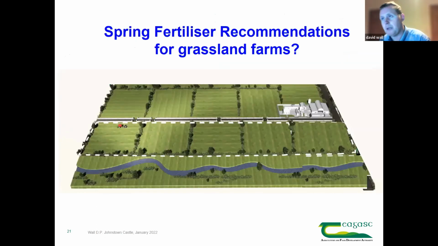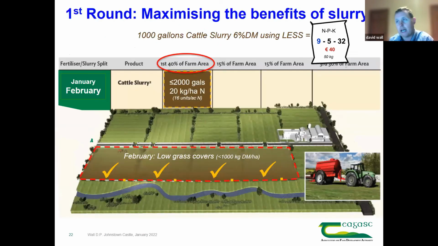Okay, the final piece then, getting into spring fertiliser recommendations for grassland farms. If we take this through and we take the slurry first, in terms of the first round, we must maximize the benefits of slurry. I give you there a figure for 1,000 gallons of cattle slurry. Colin has given you more detail there in terms of different tank types.